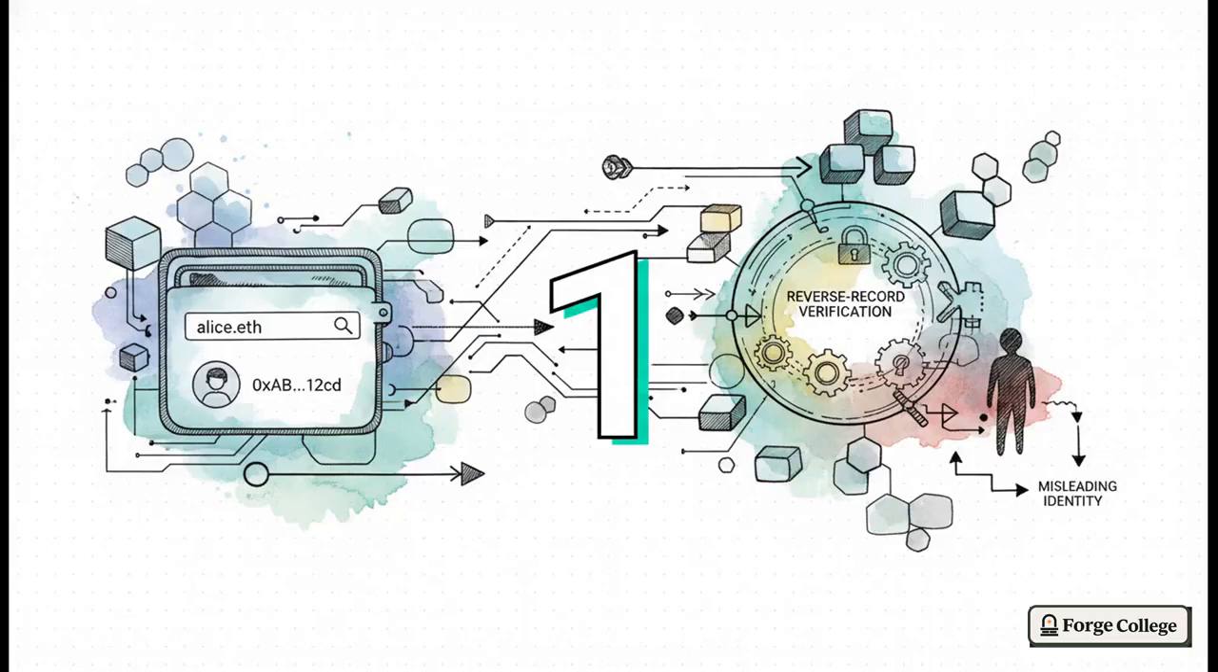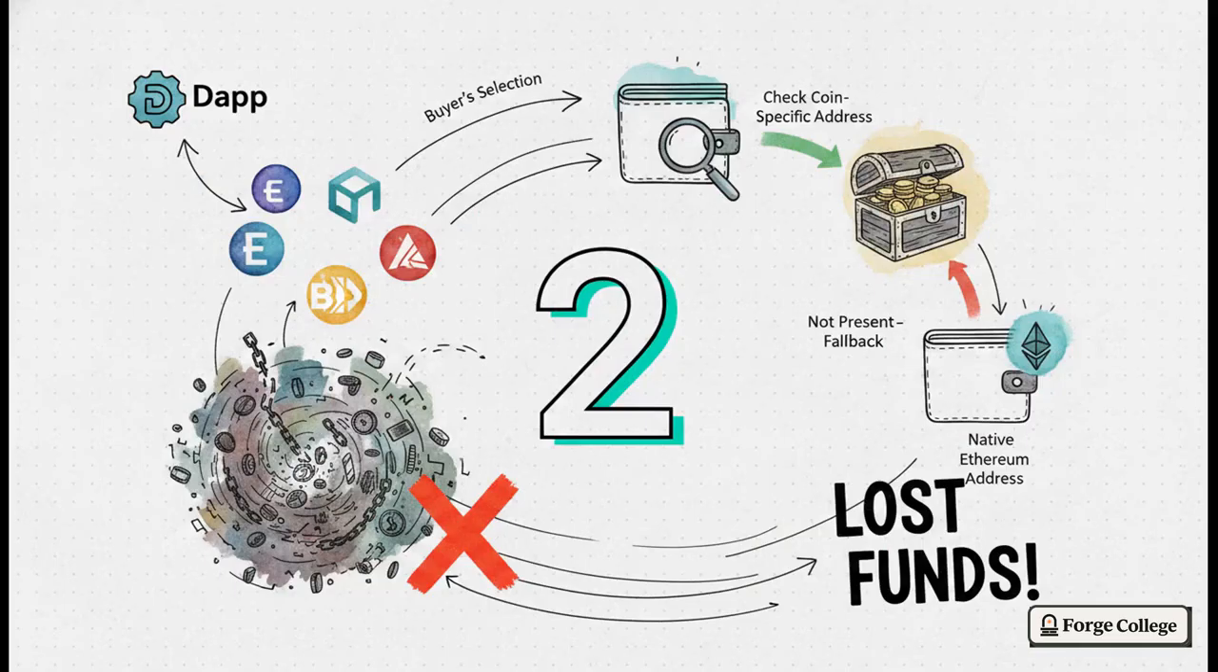Scenario 1, wallet identity display. Let's say you paste alice.eth into a wallet. It fetches the native address and the avatar text record, right? But here is the trick. The wallet absolutely must verify the reverse record. If it skips that step, it might display a totally misleading identity. You always want to make sure the address actually points back to the name to avoid any divergence that could trick the user.